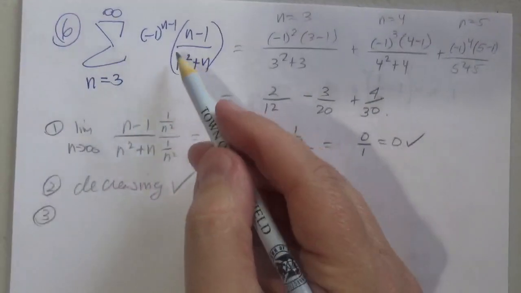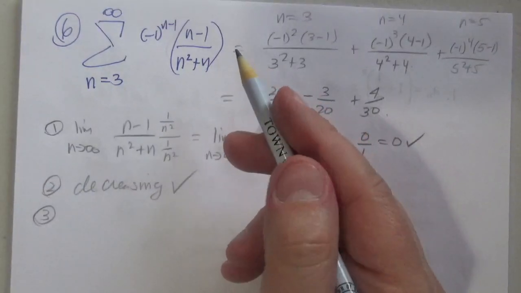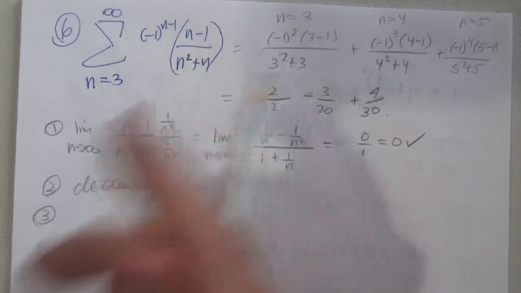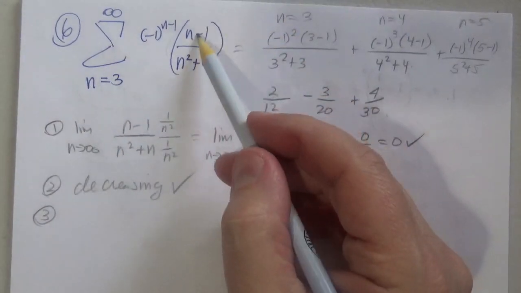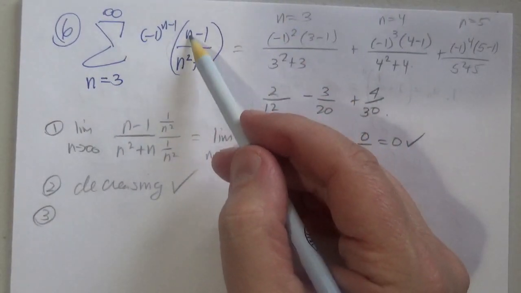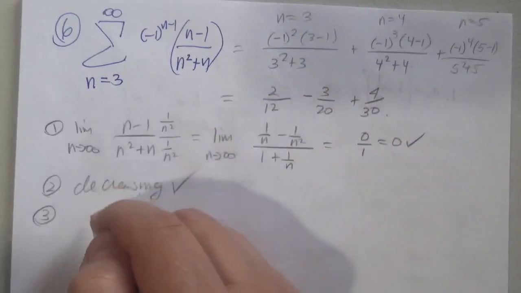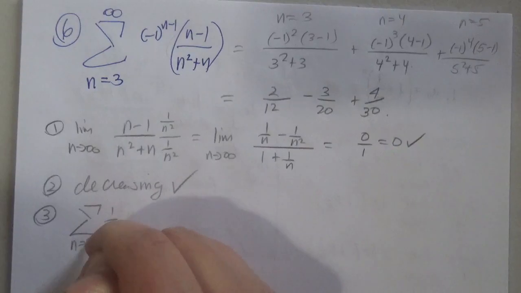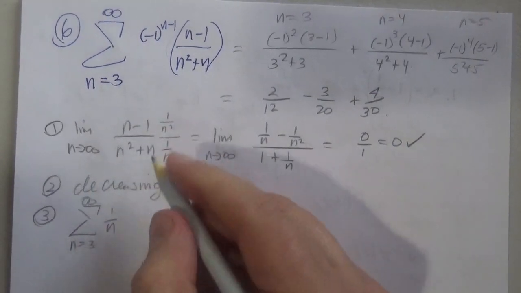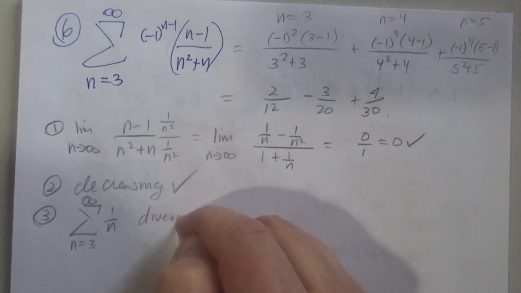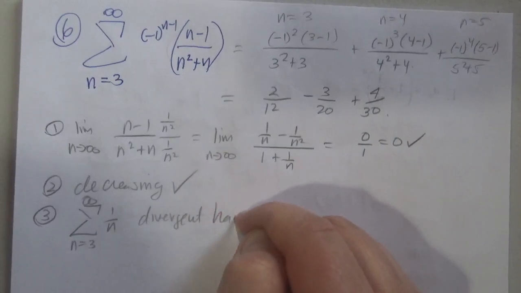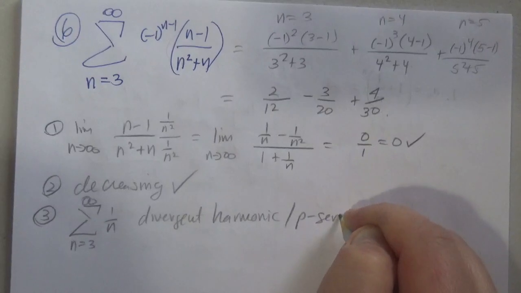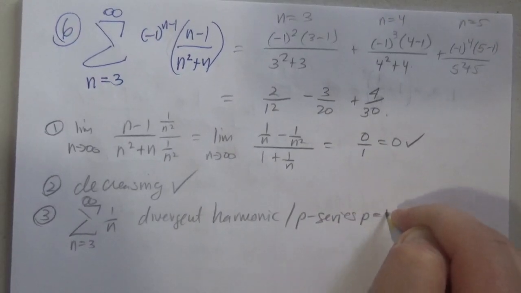The third thing is I need to now show whether this series converges or diverges. Let me compare this to 1 over n, because I'm going to ignore the negative 1 and I'm going to ignore the n. I just have n over n squared, which is just equal to 1 over n. So I'm going to use the sum of 1 over n from n equals 3 to infinity. This is the divergent harmonic series, a p series with p equal to 1.